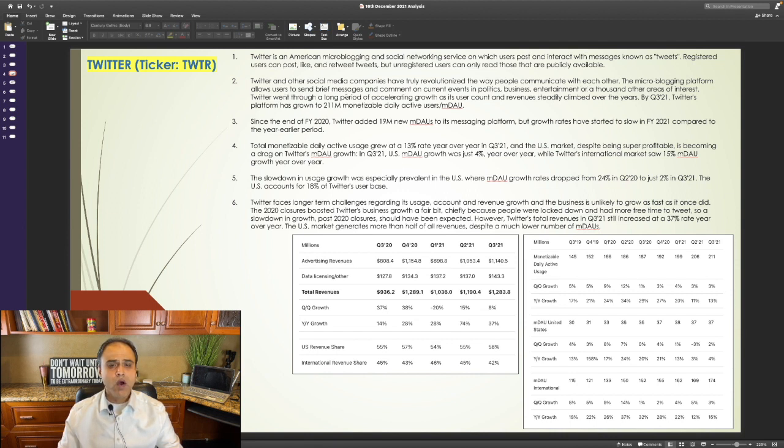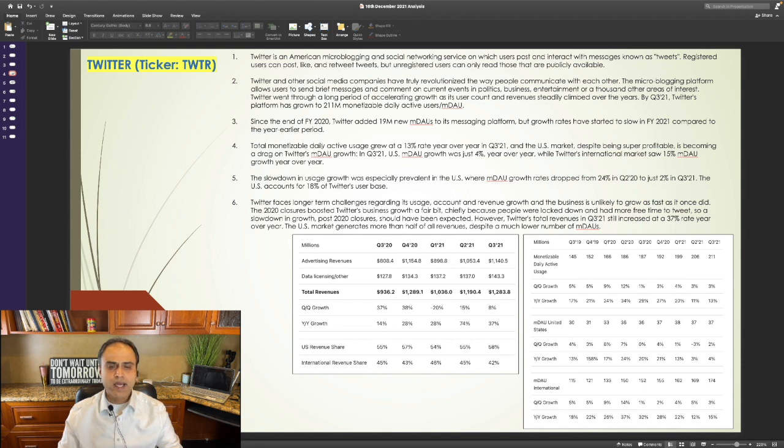Twitter went through a long period of accelerating growth as its user count and revenues steadily climbed over the years. By Q3 2021, Twitter's platform has grown to 211 million monetizable daily active users, or MDAU. Since the end of fiscal year 2020, Twitter added 19 million new MDAUs to its messaging platform. But growth rates have started to slow in fiscal year 2021 compared to the earlier period.